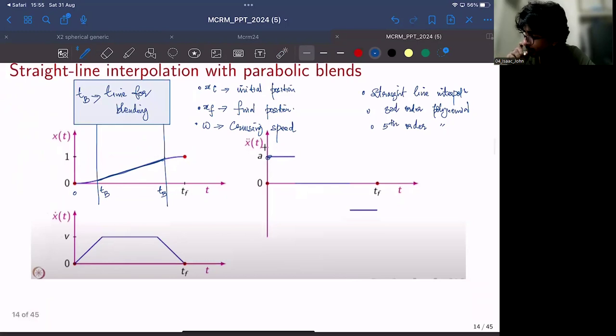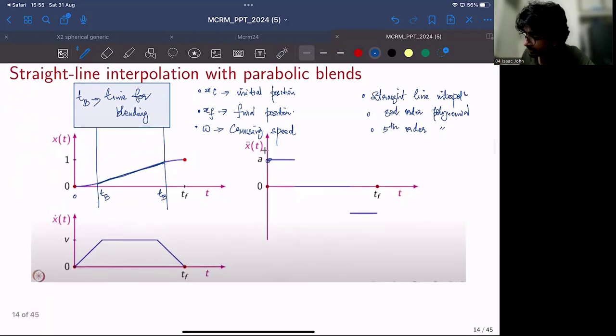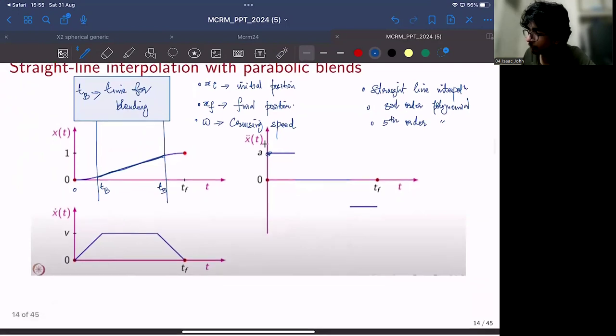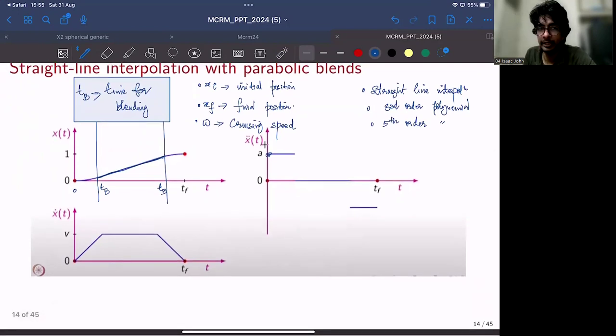So how do you do that? To do that, there is actually a small derivation. Should I go for this small derivation? It will only probably take 5 minutes, or do you only need the final formula for the time for blending?